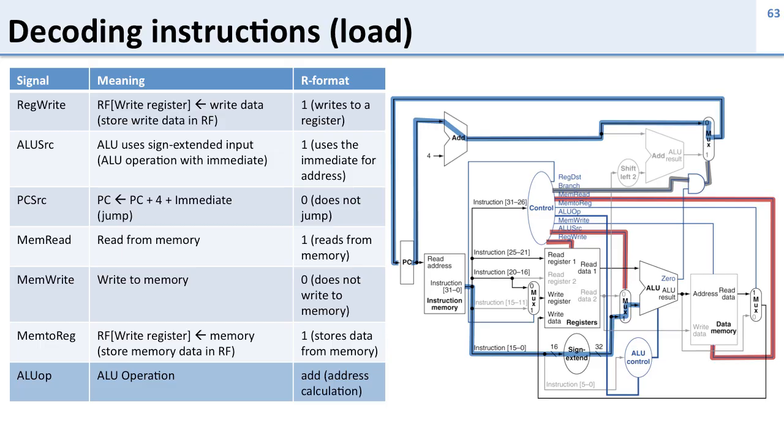Mem read, well, we're doing a load. We're going to load data from memory, so yeah, we're going to do a read. This is going to be a 1. Mem write is going to be 0. We're not writing to memory. So mem to reg, well, we're going to take data from the data memory and write it into the register file. So this will be 1, so that we can write in the data. And then the ALU operation is going to be an add. And it's going to be an add because we're adding these two values, one from the register file, one from the immediate, to calculate the address.